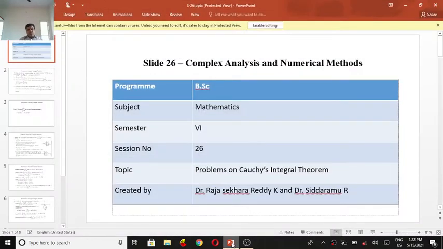Now we come to session 26. We saw some problems on the Cauchy integral theorem. So you are familiar with the properties of integrals and complex integrals.